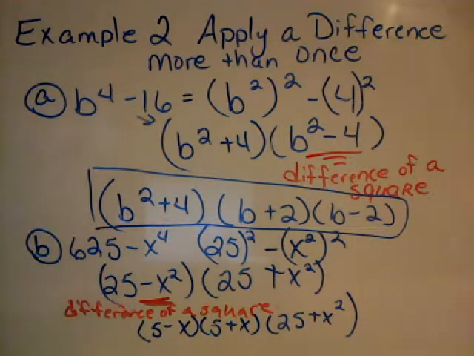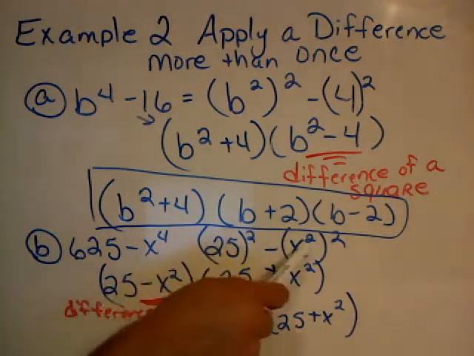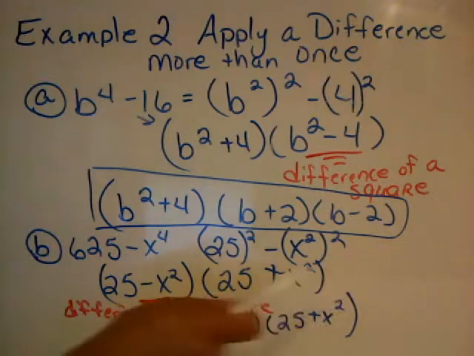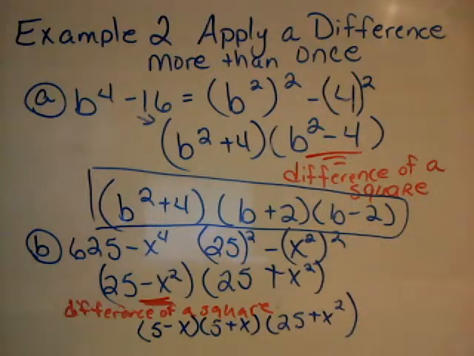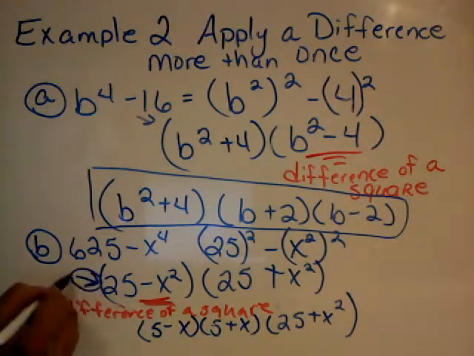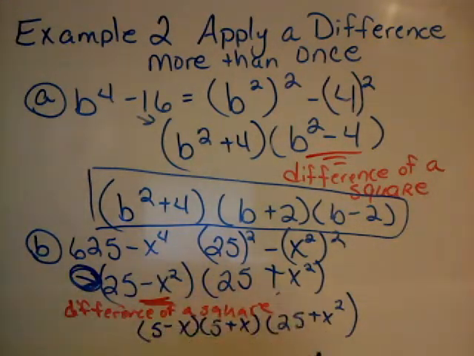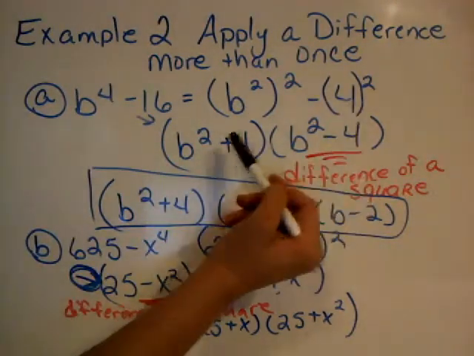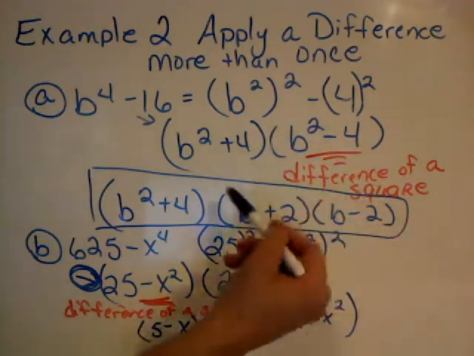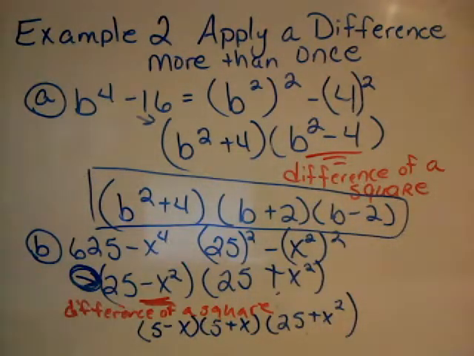625 minus x to the 4th. And you're going to have 25 squared minus x squared squared. So that means you have 2 of them: 25 minus x squared, 25 plus x squared. And look right here. Again, we have a difference of a square. This is not, so leave it alone. 5 minus x times 5 plus x. So in some of your problems, you will be able to do the difference of a square twice. We did it one time here, and then we did it another time here. So that was 2 times that we used the difference of a square.